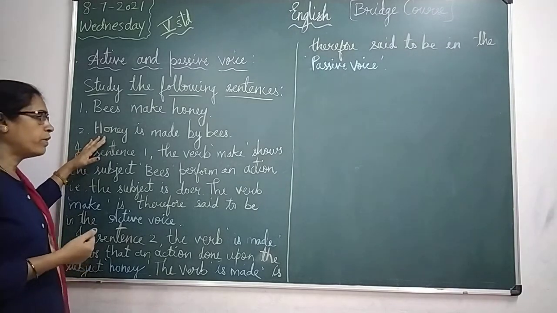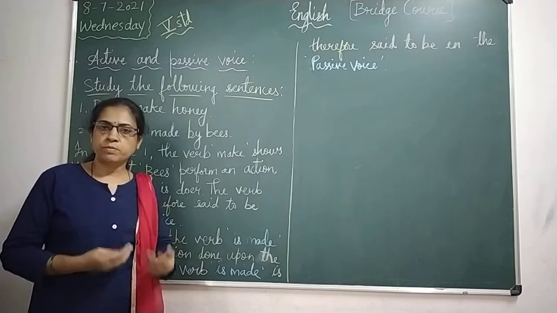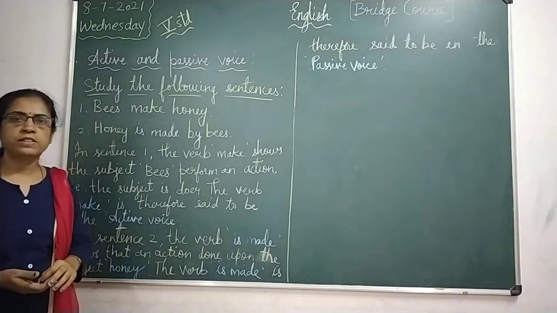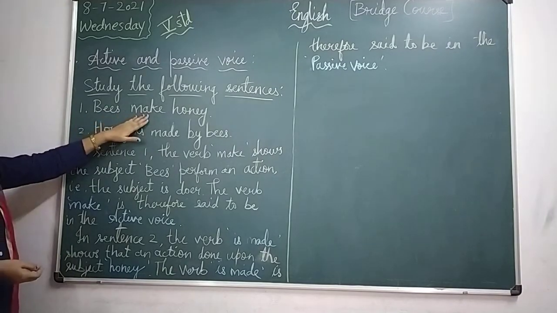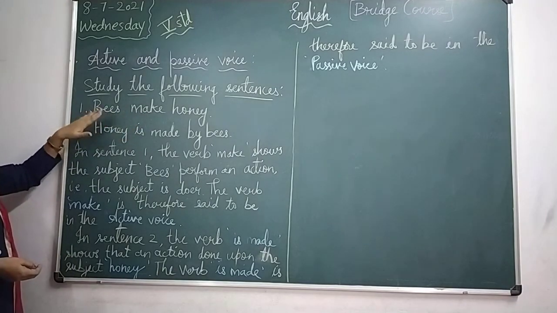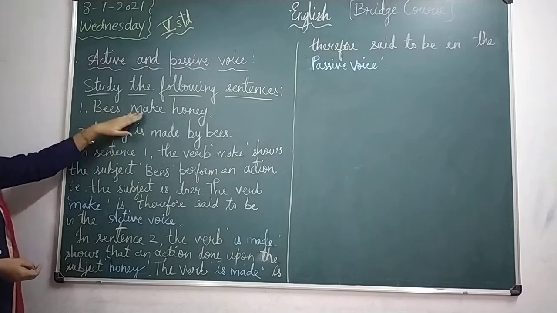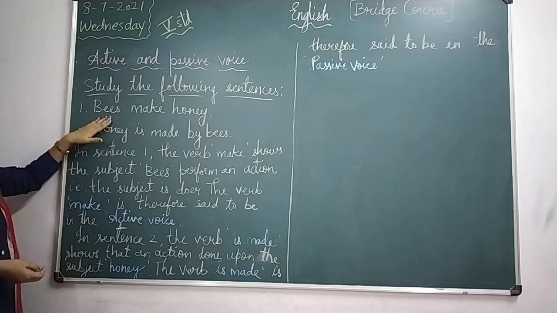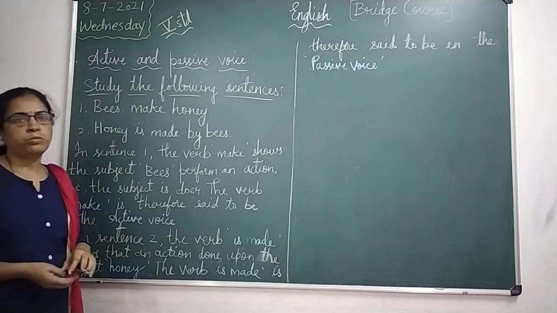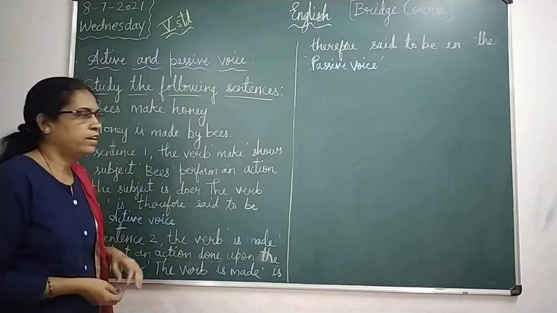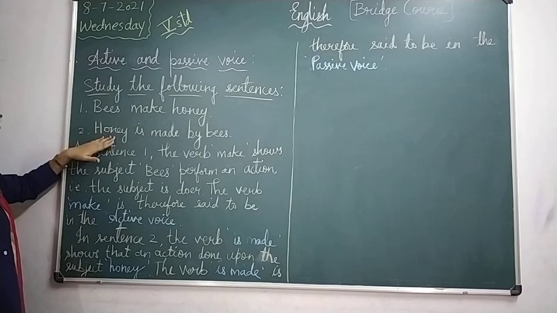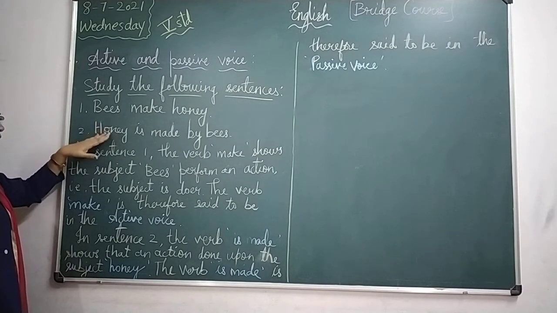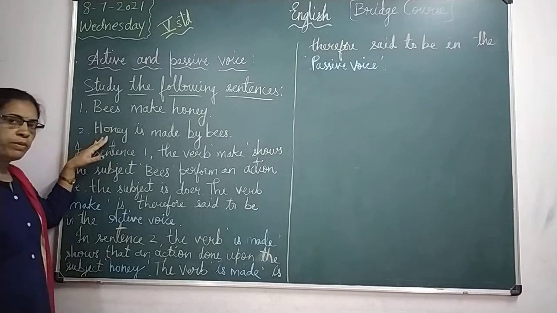So children, when the verb shows the subject does an action, the verb is said to be in the active voice. Which is the subject here? Bees. When the verb shows the subject does an action, it is said to be in the active voice. And when the verb shows the subject, honey here, receives the action, it is said to be in the passive voice.